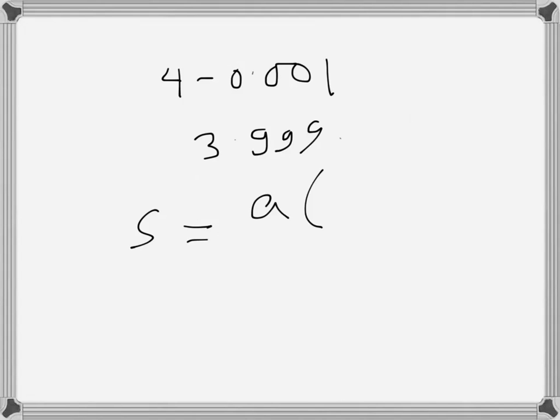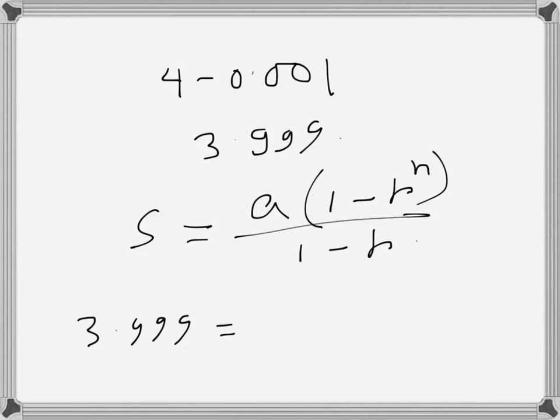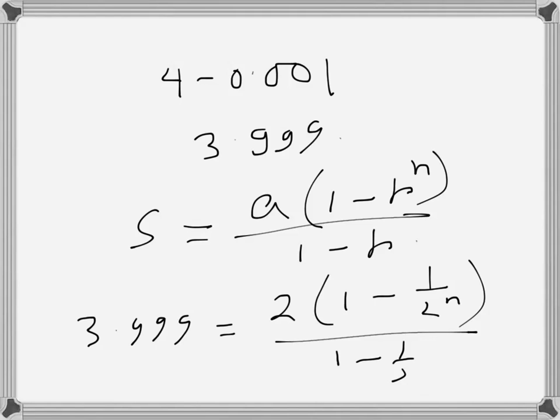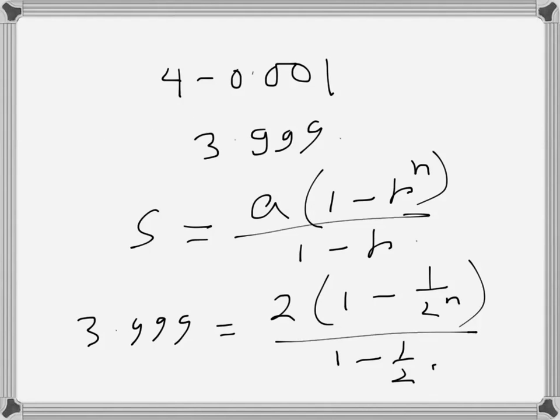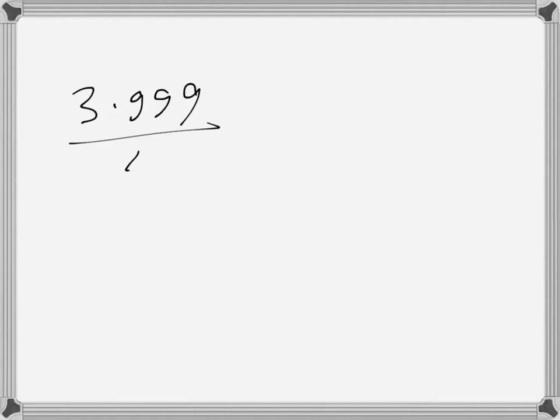Now, since this is a finite series, the sum will be a, and since r is less than 1, it will be 1 minus r to the power n over 1 minus r. So our sum will be, in this case, 3.99999, and we have to find n, how many terms we need. So 2 here, 1 minus half to the power n, and then 1 minus half there. So that's 3.99999 over this 4, so that will be 4 there.